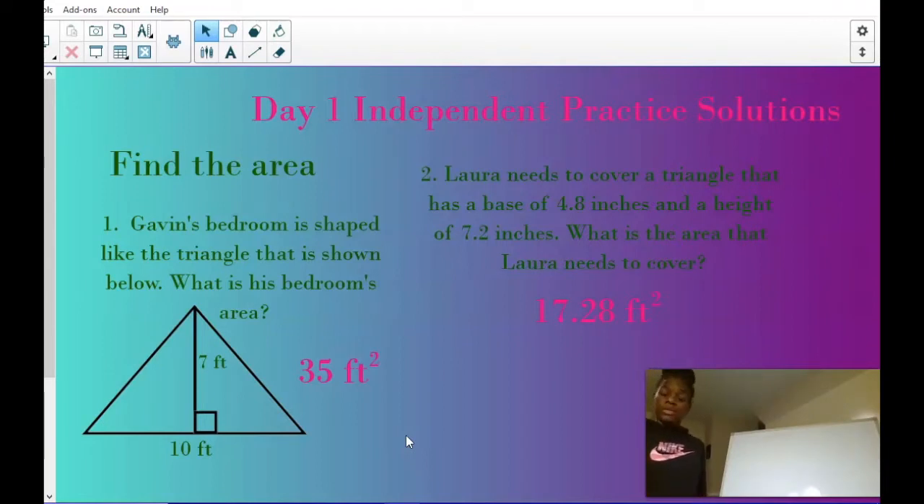For question 2, we had to do the same thing. We had to go ahead, first of all, draw our triangle so we can get a visual. Always draw your triangle whenever they don't give you one. Then we take half of the base. In this case, our base was 4 8/10. Half of 4 8/10 is 2 4/10. So we take half of that and multiply that by 7 2/10. And our answer came out to be 17 28 feet squared. So if you got those answers, great job. If not, doesn't matter. Let's continue on and learn as we go through the process.